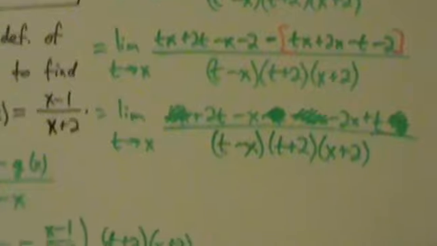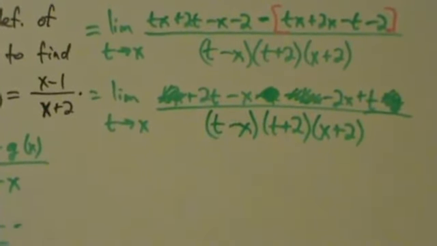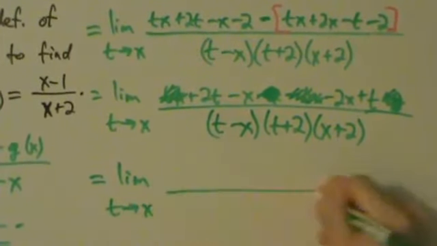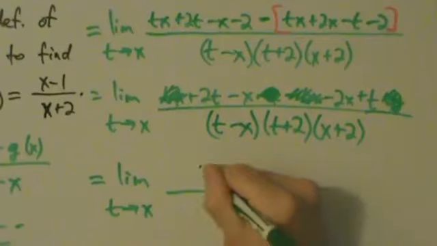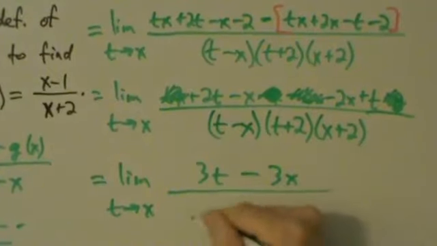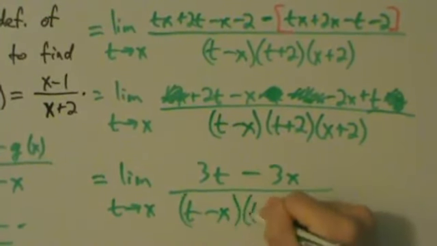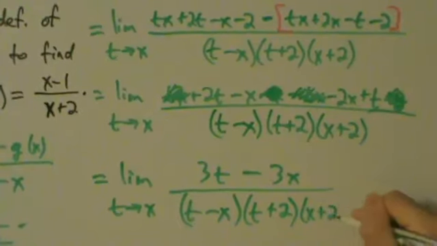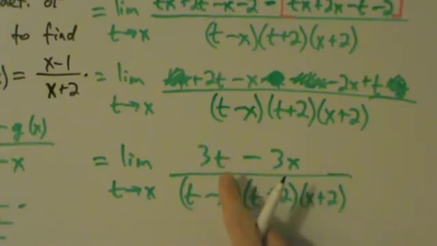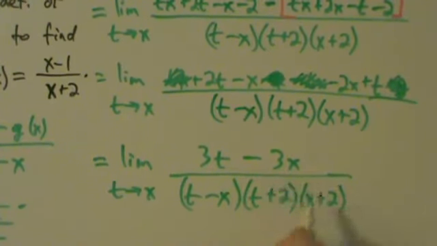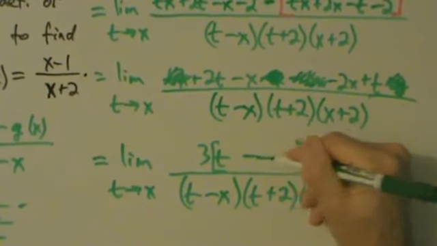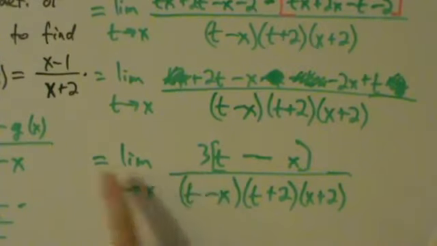So then what we have here is this equals the limit as t approaches x of 2t plus t is 3t, and then minus x minus 2x gives us minus 3x. And then on the bottom we still have the same stuff: t minus x, t plus 2, x plus 2. Now notice on the top we have this common factor of 3. Here's 3t minus 3x. So let's factor out the 3 from everything here. So we're going to end up with this. Now this 3 we can just pull out of the whole limit.